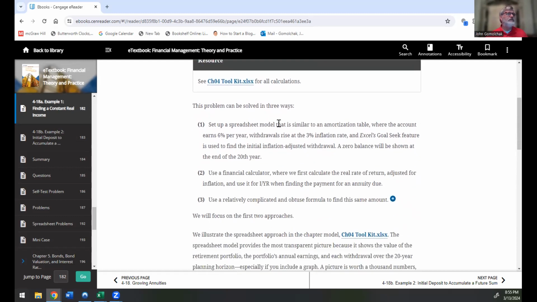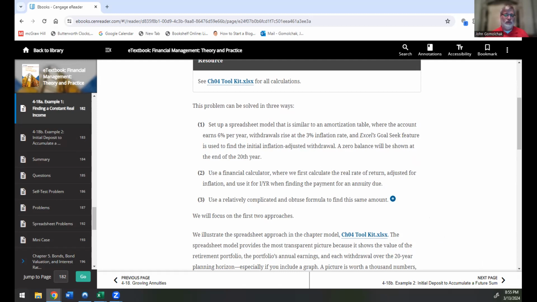All right, so set up a spreadsheet model similar to the amortization schedule where the account earns 6% per year, withdrawals at 3%, and then use Excel's goal seek feature to find the initial inflation adjusted withdrawal. A zero balance has to be what you achieve at the end of the 20th year. Or use a financial calculator, or use the relatively complicated and obtuse formula the book is saying. I'm probably going to stay away.